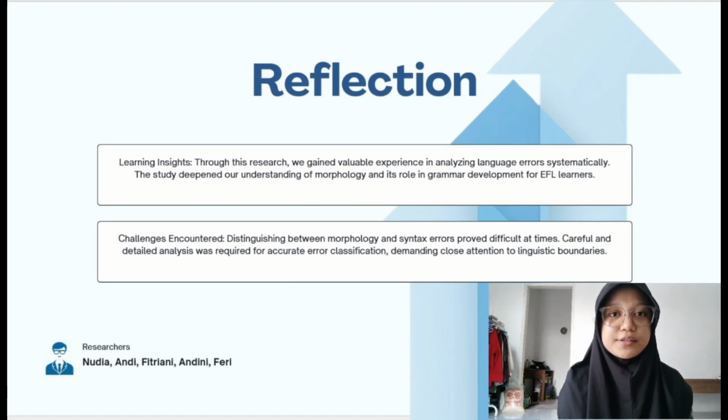However, during the research process, we also faced some challenges. One of the main difficulties was distinguishing between morphology errors and syntax errors because both are closely related in sentence construction. Therefore, careful and detailed analysis was needed to classify the errors accurately.